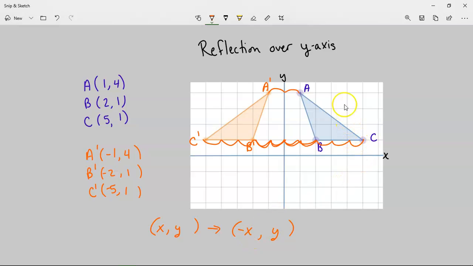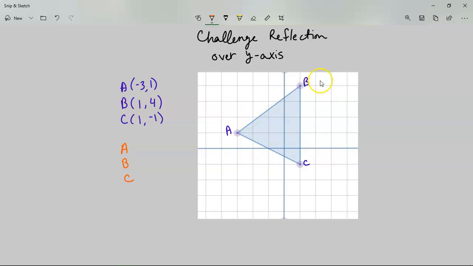Okay, so just be careful. Again, the basic of reflection is the same distance away from whatever line, but on the opposite side. Okay, so when we look at ones that are a little more challenging, looking at one like this, you'll see that the y-axis is actually in the figure. That doesn't actually make it that much worse, okay?